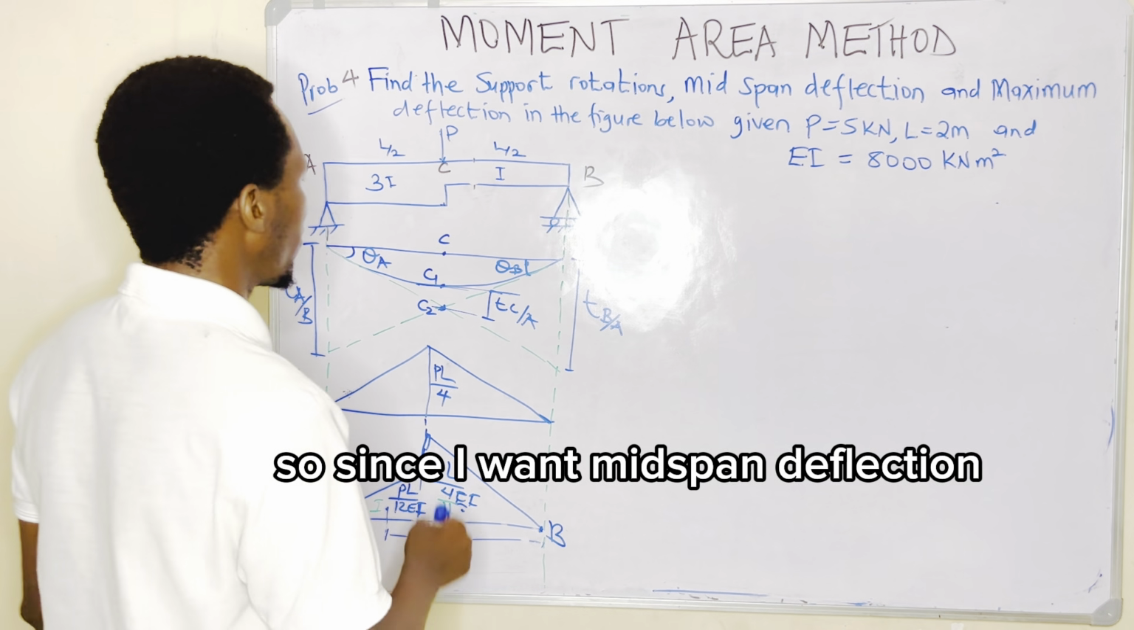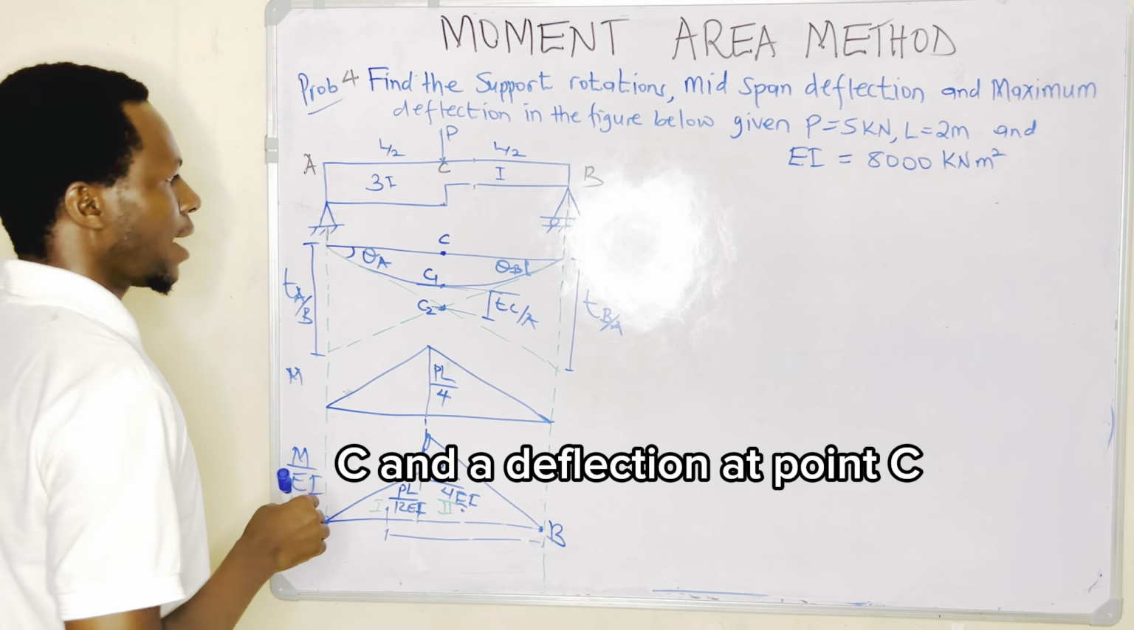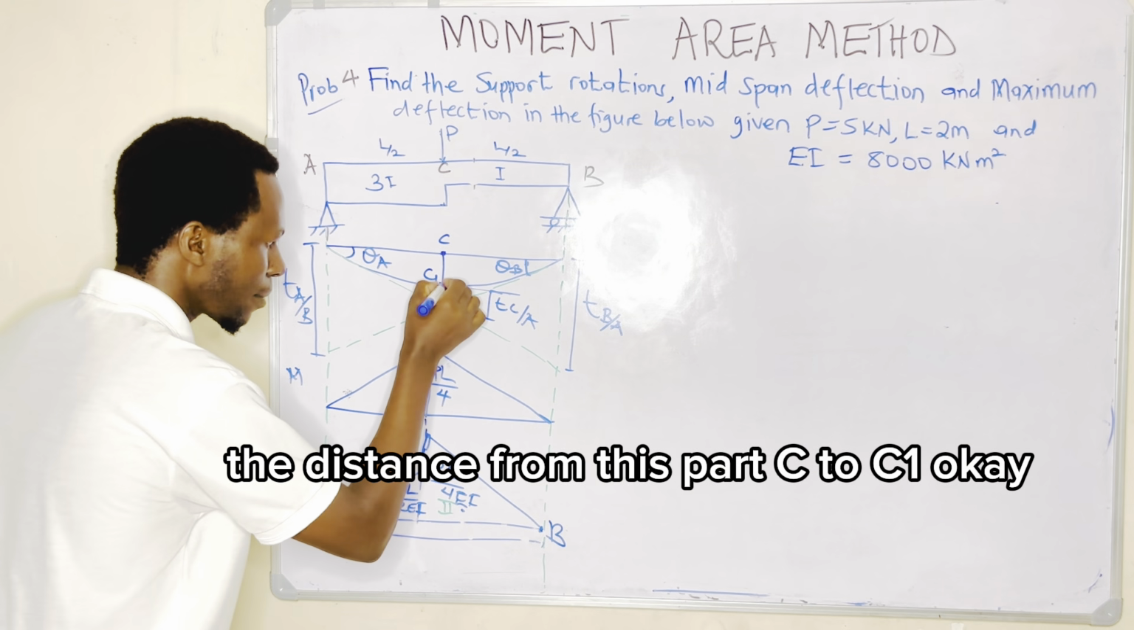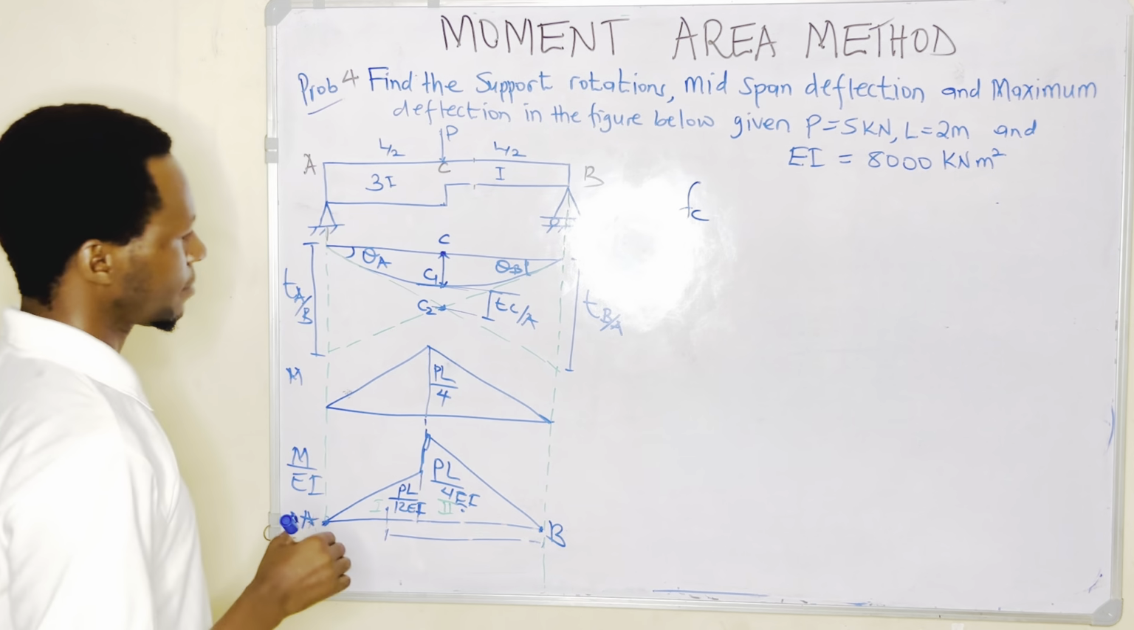Since I want mid-span deflection, that means I need a deflection at point what? C. And a deflection at point C is clearly shown on the elastic curve. It is the distance from this point C to C1. So deflection at point C is going to be equivalent to C1. And C1 can be got by the total C C2 minus C1 C2. Remember the total from here up to this meeting point.